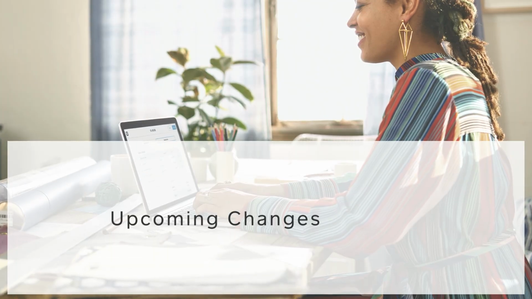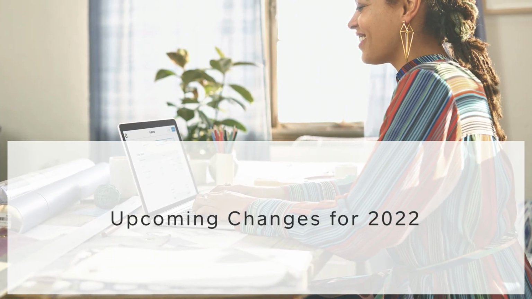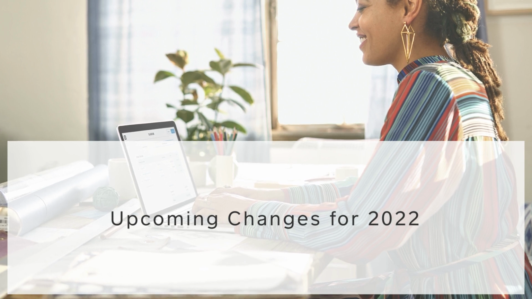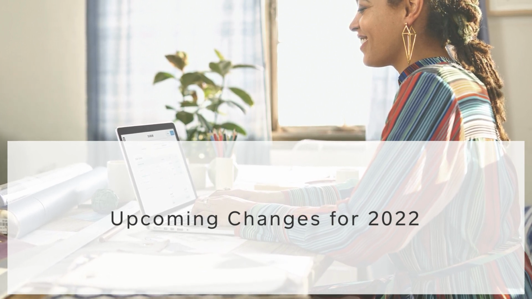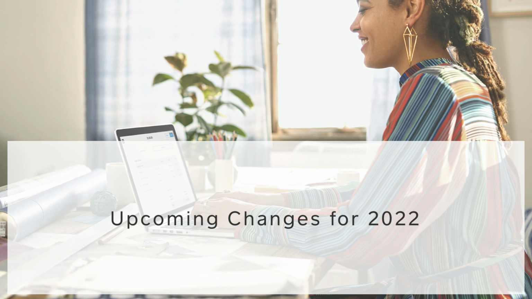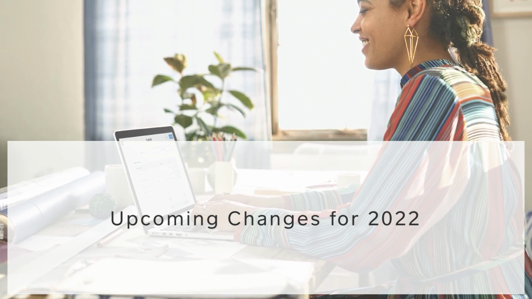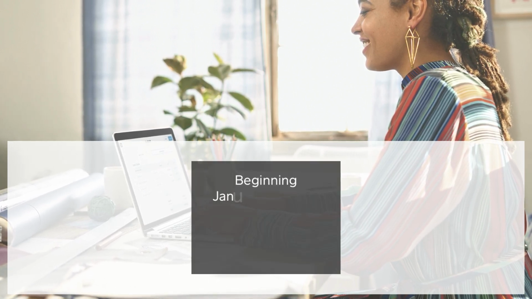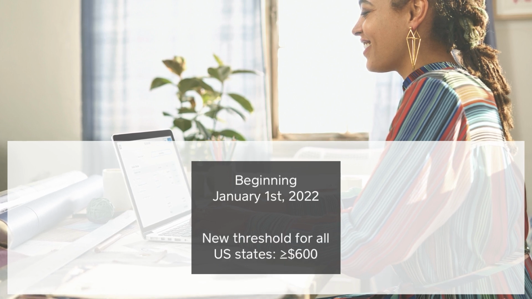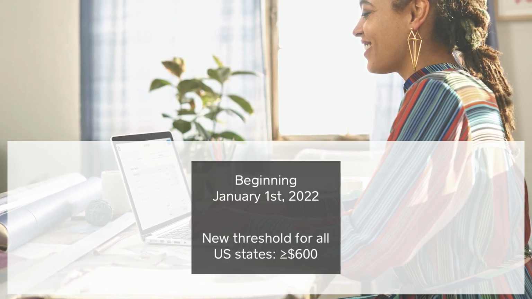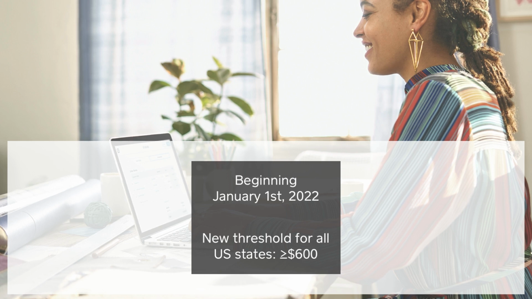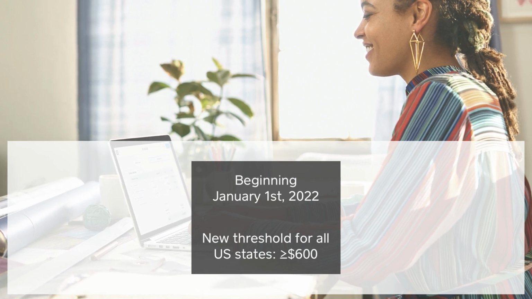Speaking of unique thresholds, we want to take a second to flag an upcoming change to the tax threshold for the 2022 tax year. This change will not affect your tax filing for 2021. We want to make sure you keep it in mind for payments processed in 2022. Beginning January 1st, 2022, all accounts, regardless of the U.S. state, that process $600 or more in gross card sales qualify for a Form 1099-K and must be reported to the IRS by Square.